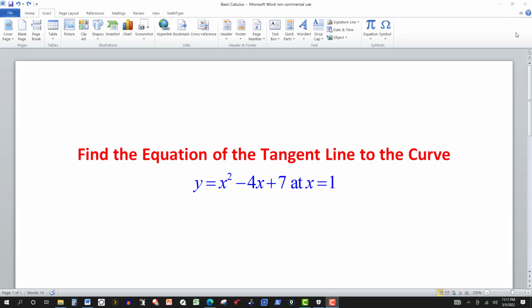In the last couple of videos, we looked at parabolas and graphs, what we had to do to get the graph, what we had to find. In this video, we want to look again at a parabola, but we want to use some basic calculus.